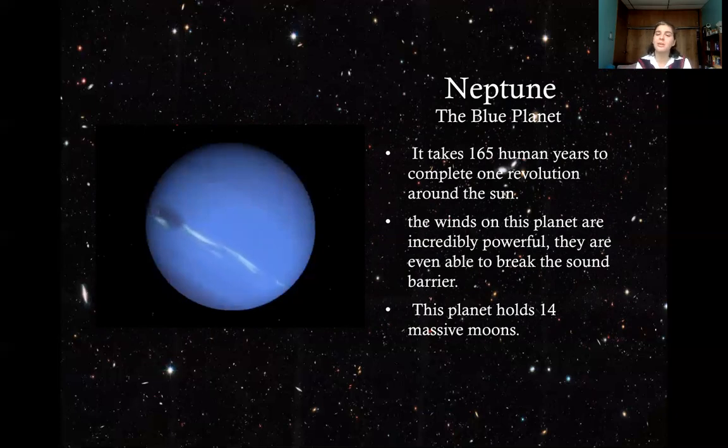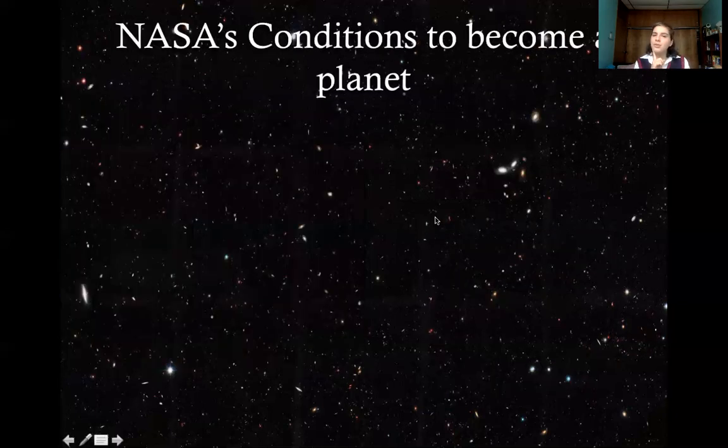The winds on this planet are incredibly powerful. They are even able to break the sound barrier. Okay, they just blow very fast and very hard. This planet holds 14 massive moons. They are a little bit bigger than our usual moons, like the ones from Jupiter, ours, the moon, Deimos, Phobos, and so on.